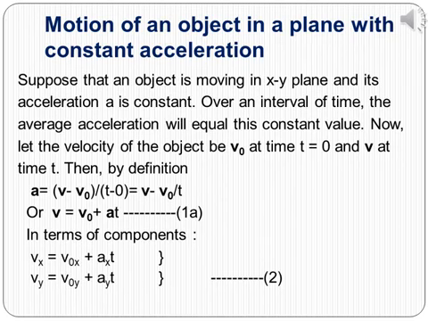In terms of components, we can write the expression 1a as vx is equal to v0x plus axt and vy is equal to v0y plus ayt. These expressions are represented by the number 2.